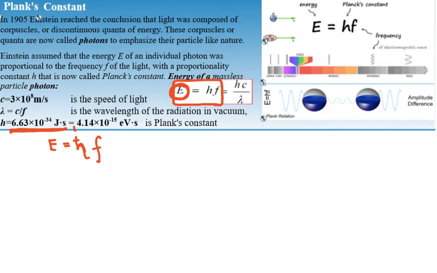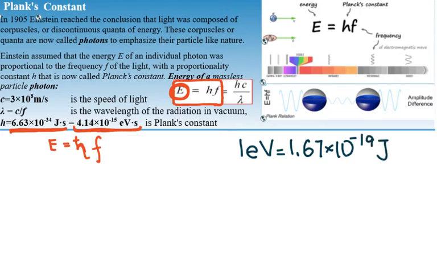So you could also rewrite Planck's constant in electron volts. That would be 4.14 × 10^-15. So 1 joule, 1.6, let's say this way. So 1 electron volt is equal to 1.6 × 10^-19 joules.